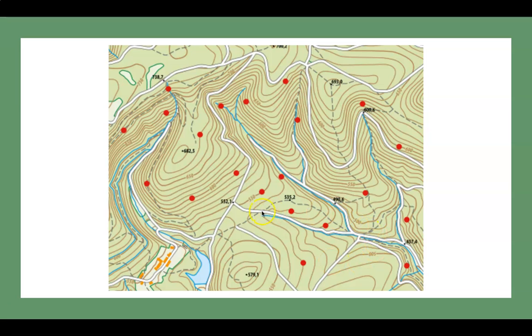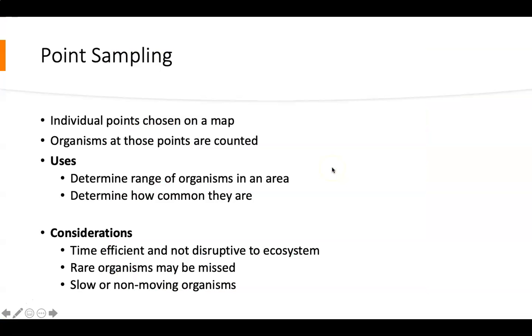But the idea is we're going to have different samples taken at these different areas here, and by having this bunch of points that we're going to sample from, we should get a good estimation of the total amount of wildlife in that particular area. Now, when it comes to point sampling, we go to those points and we count the organisms at those points. So it can be used to determine the range of organisms in an area.